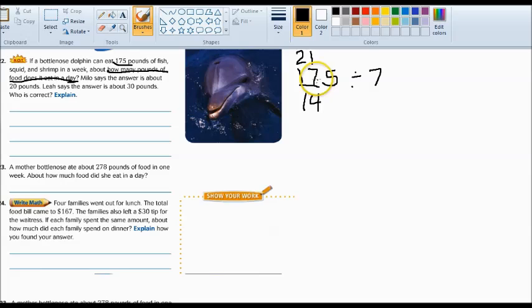So what we're going to do is decide which one it's closest to. I'm going to obviously multiply each of these by 10, because we're dealing with a 3-digit number here. So 175 is in between these two multiples of 7, 140 and 210. If we were to multiply 7 by 30, that would be a product of 210. If we were to multiply 7 by 20, we would get the product of 140. Milo says the answer is about 20 pounds, so he's thinking that the answer is here. And Leah says the answer is about 30 pounds, so she is up here.